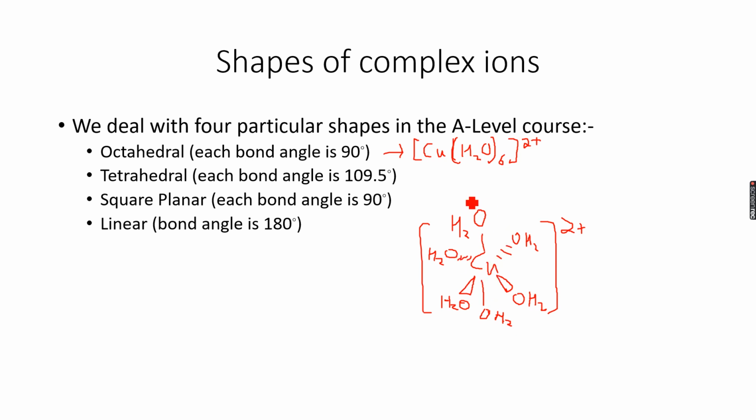Okay, so this shape is called octahedral. So you have 6 bonds in total. So 4 of these bonds are in one plane. So consider this plane as a simple square. Just consider this as one plane. 4 of these bonds, H2O, OH2, OH2, H2O, are in one plane.